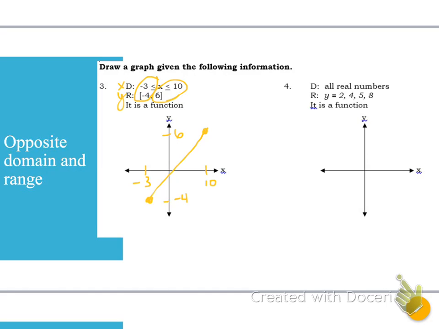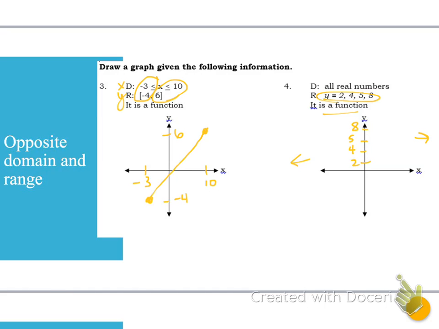Okay, this is the hardest one that you'll ever deal with. You won't see this very often at all, but I'm going to show you what it is. So my domain is all real numbers, so it's going to go all the way left, all the way right, and it needs to hit at these y values. Okay, the lowest it's going to go is 2, so I need to start it off at 2, and then I need 4, 5, and 8, and it needs to be a function.